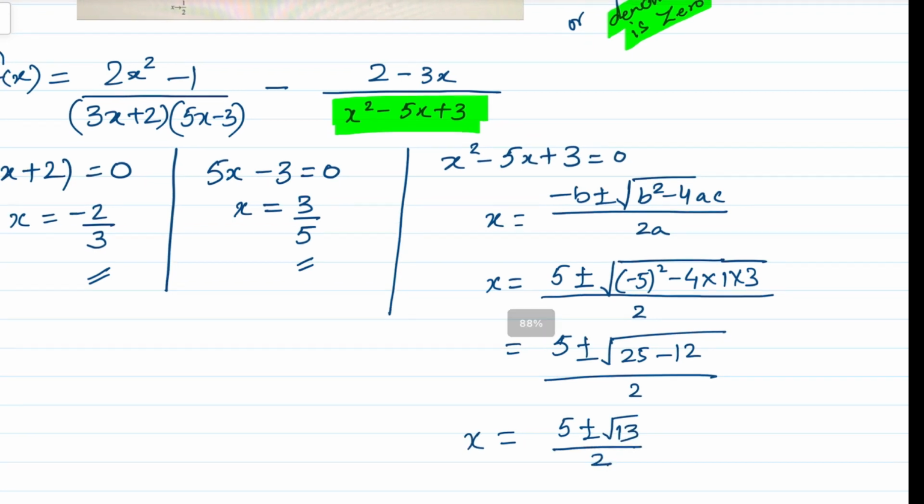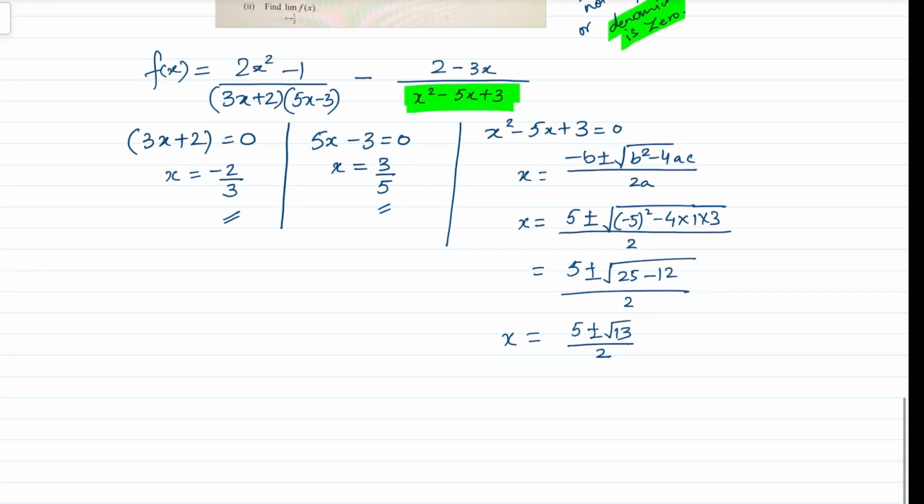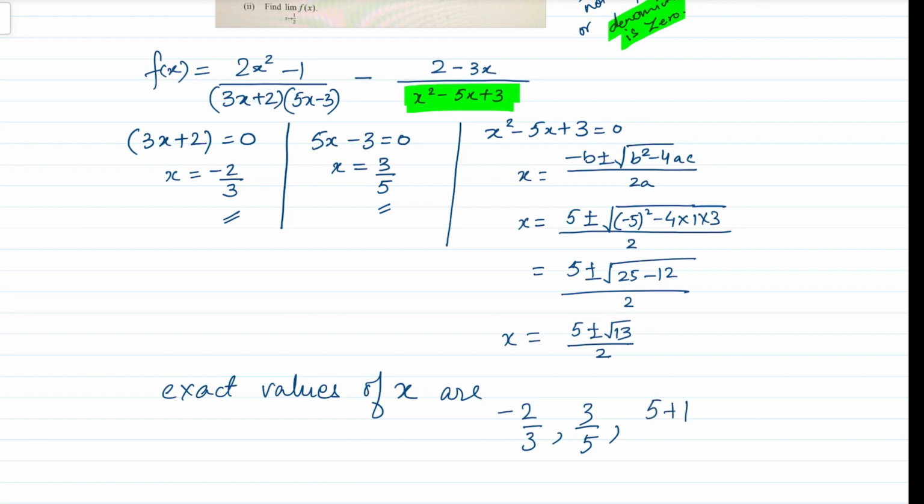So the four exact values of x are minus 2 over 3, comma, 3 over 5, comma, (5 plus square root 13) over 2, and (5 minus square root 13) over 2. Great, so that is part 1.